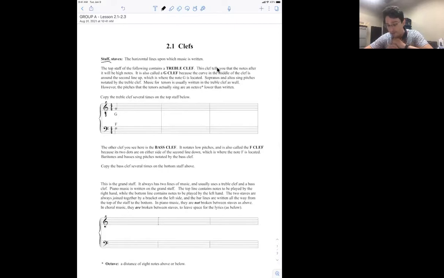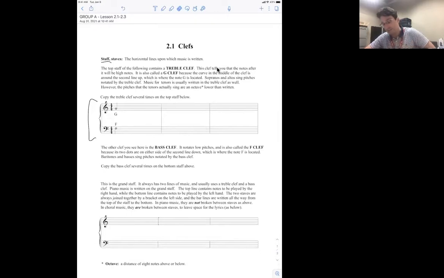The top staff of the following diagram right here contains the treble clef. This clef tells you that the notes after it will be higher notes. And it is also called the G clef because the curve in the middle of the clef is around the second line up, which is where the note G is located.